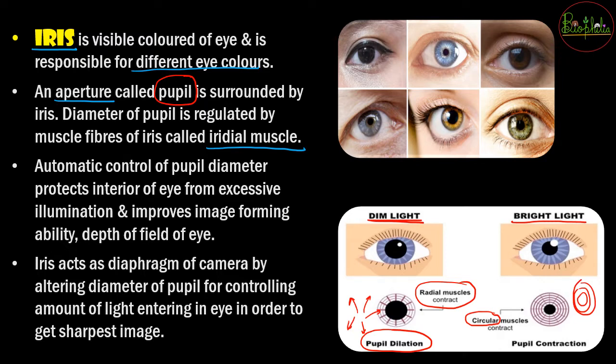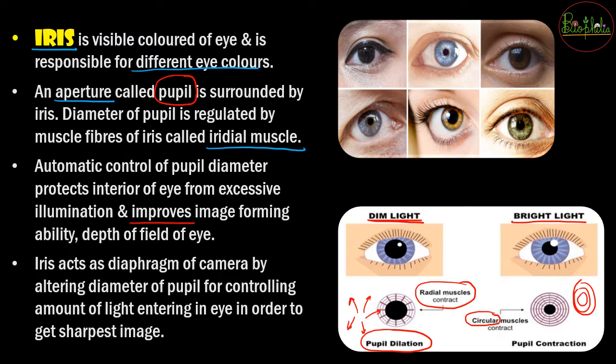Because the circular muscles contract, the pupil is going to constrict, it becomes smaller. So you see, when you take pictures in bright light during the day, on a sunny day, your eyes look small. Why? Because you are trying to constrict the pupil, and for additional protection your inbuilt reflex is that you close your eyelids. Because of those reasons, the eyes appear smaller. This automatic control of pupil diameter helps improve the image formation ability.